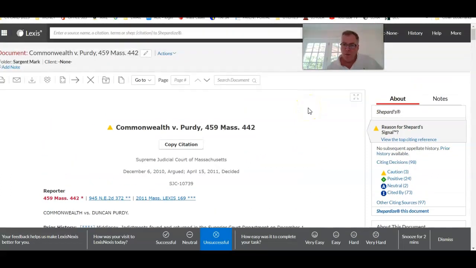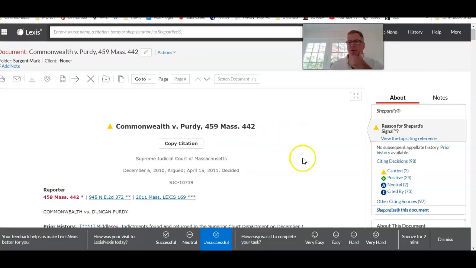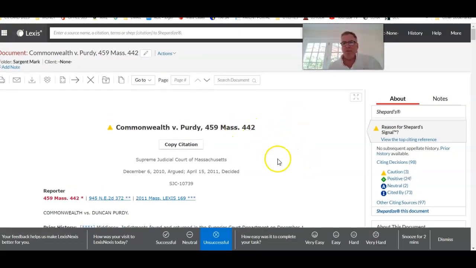Now, going back to the writing part of it, if you were asked by your boss to find some cases that support his position, and you were looking into cases and you came across Purdy, if Purdy had been reversed, it was no longer good law. Over here, you would see a big red stop sign that would tell you that Purdy was reversed, and that means that Purdy is no longer good law. But you have to be careful.